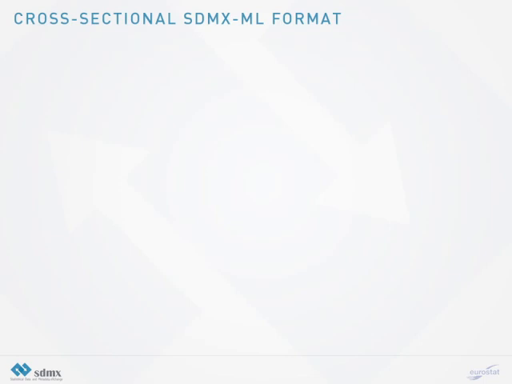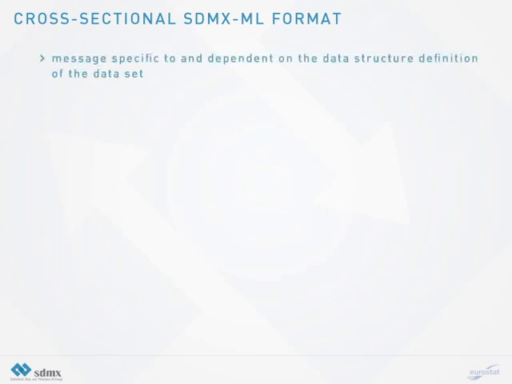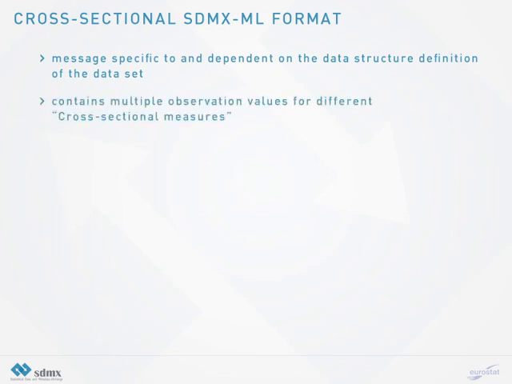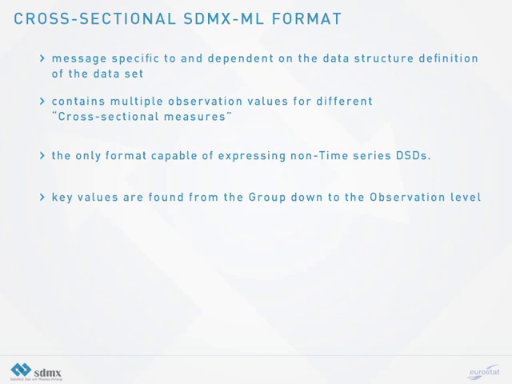The characteristics of the cross-sectional SDMX ML format are the following. The cross-sectional message is specific to and dependent on the data structure definition of the dataset. It contains multiple observation values for different cross-sectional measures. It is the only format capable of expressing non-time series data structures. Key values are found from the group down to the observation level.